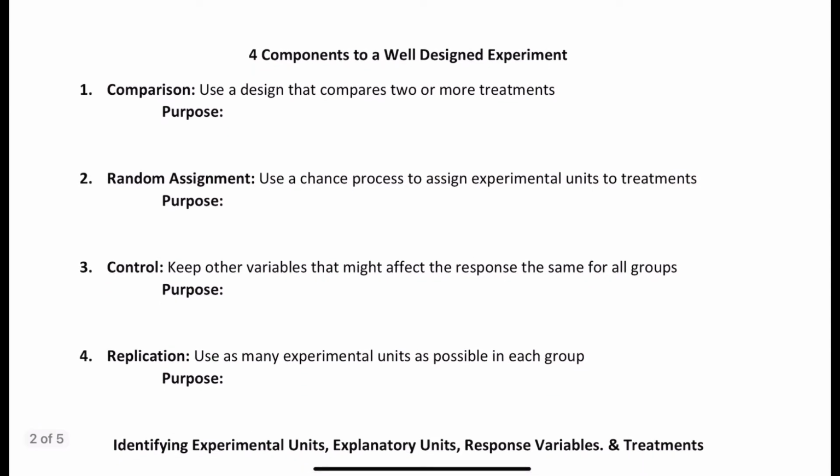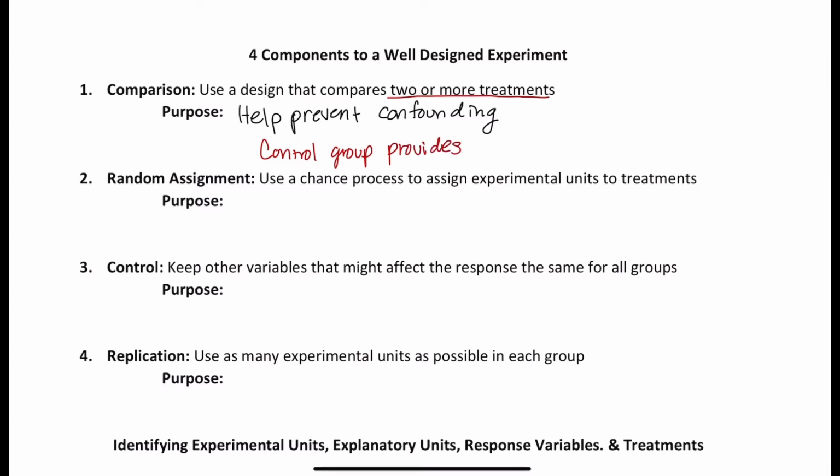Now, there are 4 components to a well-designed experiment. First, we want to have comparison. So we want to have 2 or more treatments. And that's the key there. And the reason why we do this is so that way we can help prevent confounding. And really, that control group provides that baseline for comparison.